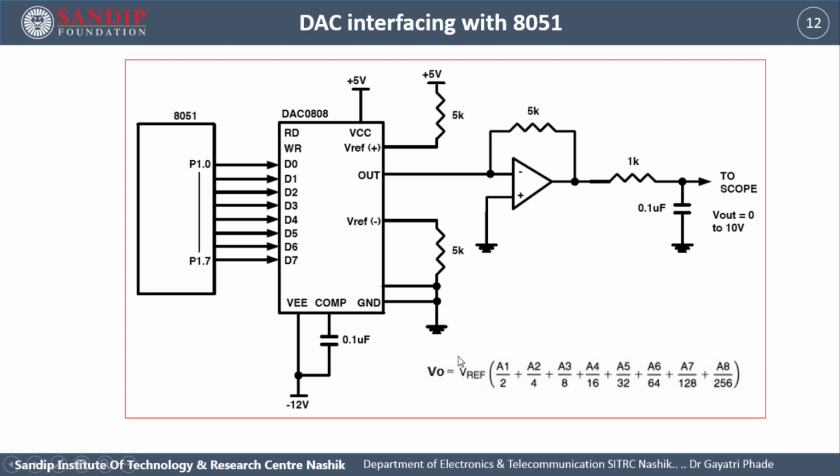For the output voltage, we will get it directly in the range V0 to V reference. That is the significance of V reference. Whatever digital bit pattern D0 to D7 we apply, we will get the output voltage that we have illustrated in the previous slide.